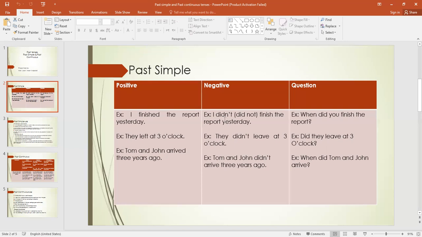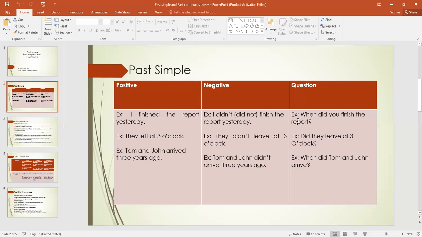But students, I want you to focus on something. The main verb should be base in negative and in question cases. Unlike the positive case, where the verb must either end with ed or be in its past form. Right? So I didn't finish the report yesterday, and you can say I did not finish the report yesterday.